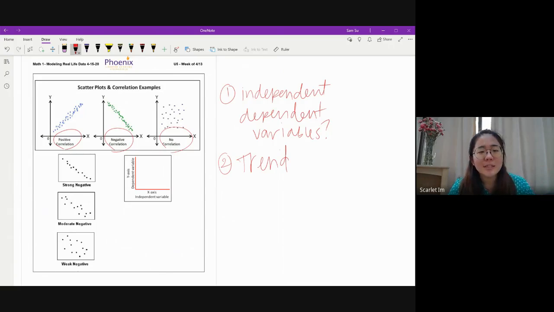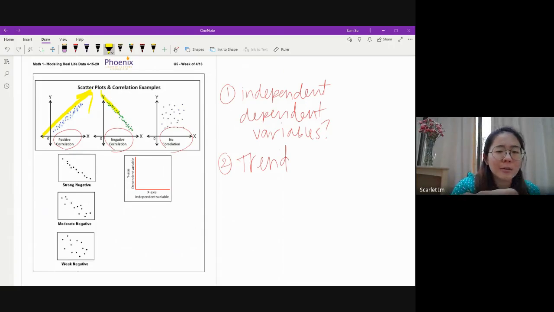So when it's positive or negative, positive means it goes in an upward direction. So if you look at the top of your paper again, if it goes in an upward direction, you know that it's a positive correlation. If it goes in a downward direction from left to right, you know it's a negative correlation.